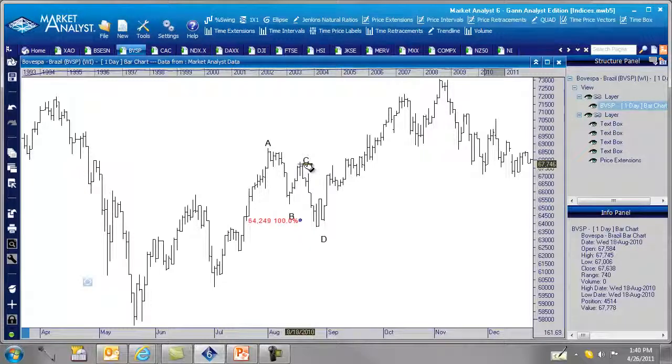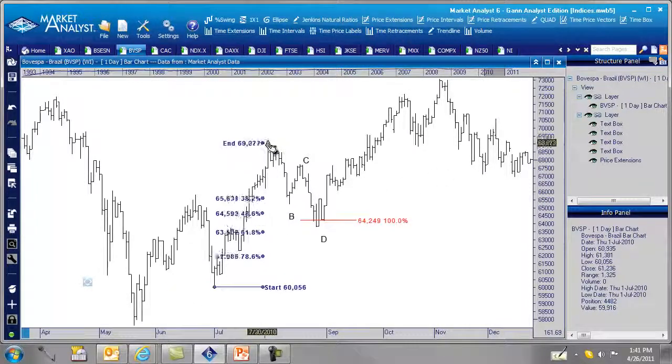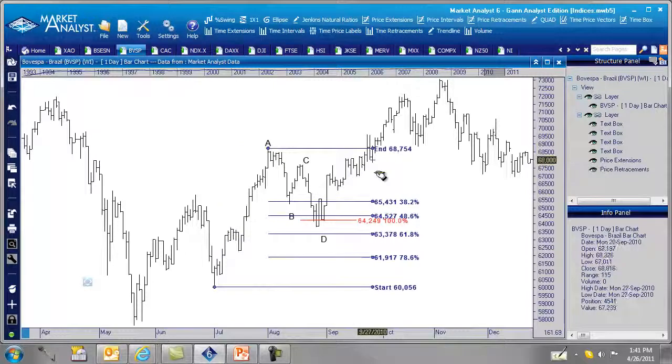Third data point right there. Drag it across. There's our 100%. So at this point, C down to D over here is exactly the same as A to B. Now that we've done that, we've got to do the price retracement tool. So we go over here, price retracement, from the low to the high, drag that across.